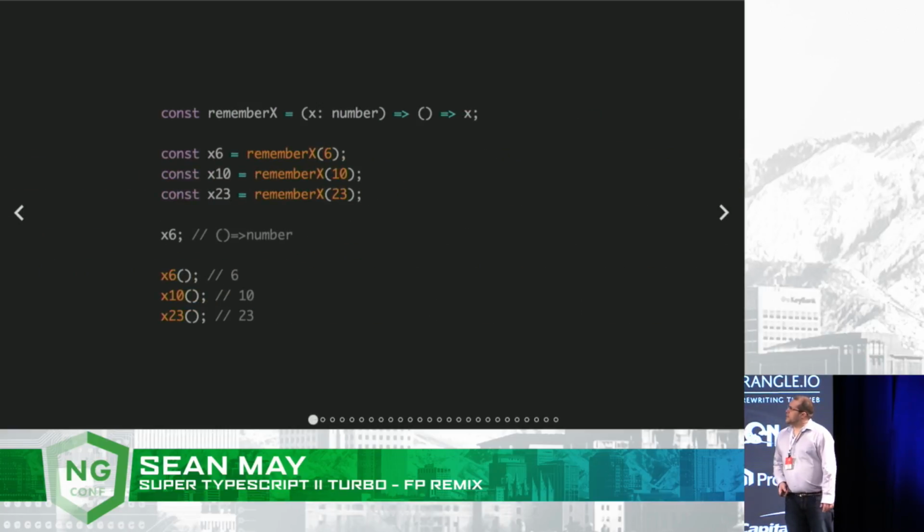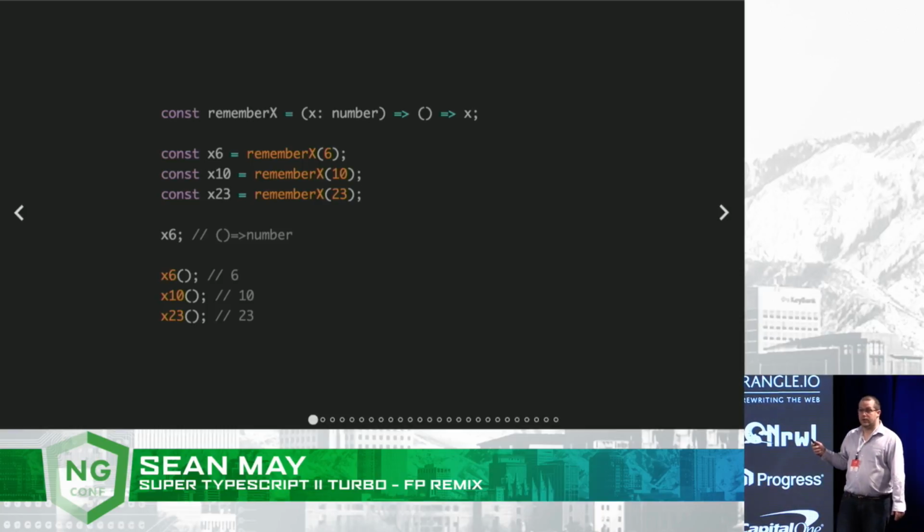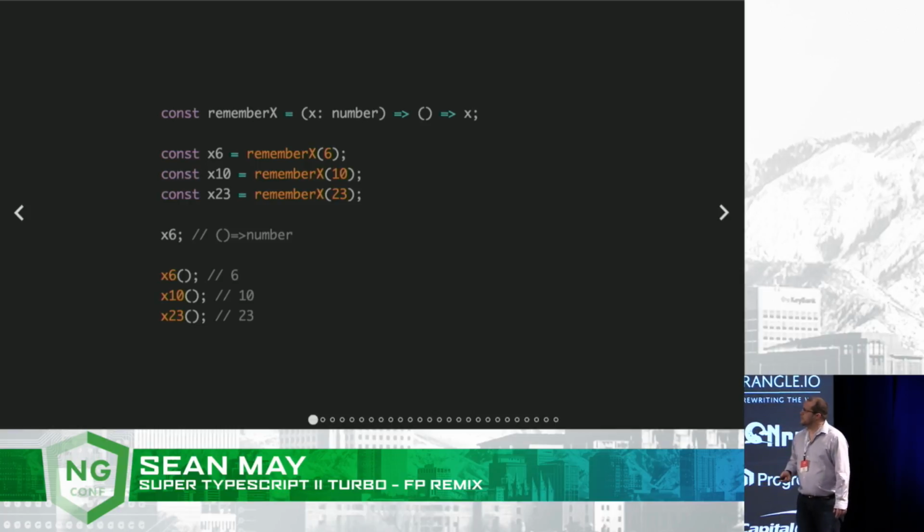So the first kind, a function that returns a function. Remember x, right? I pass in a number, I get a function back. That function returns the x. Right? So I'm saving out x6, x10, x23 for the nerdy in the room. Those are Weapon X members. So I can call each one of those functions and it will return the remembered number.